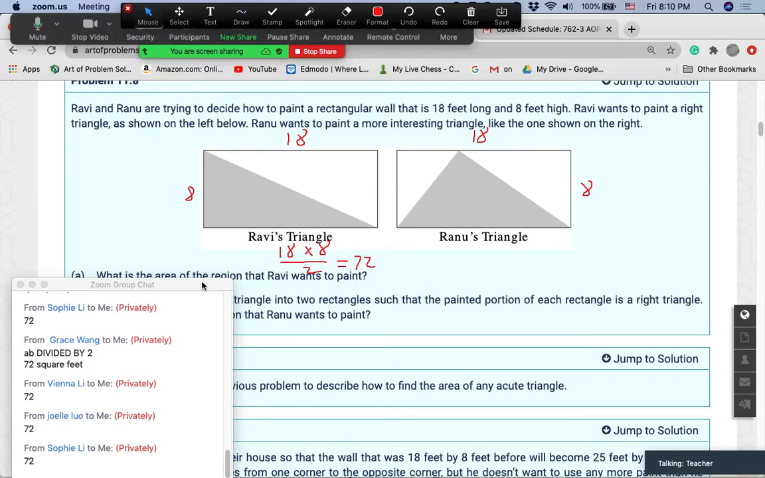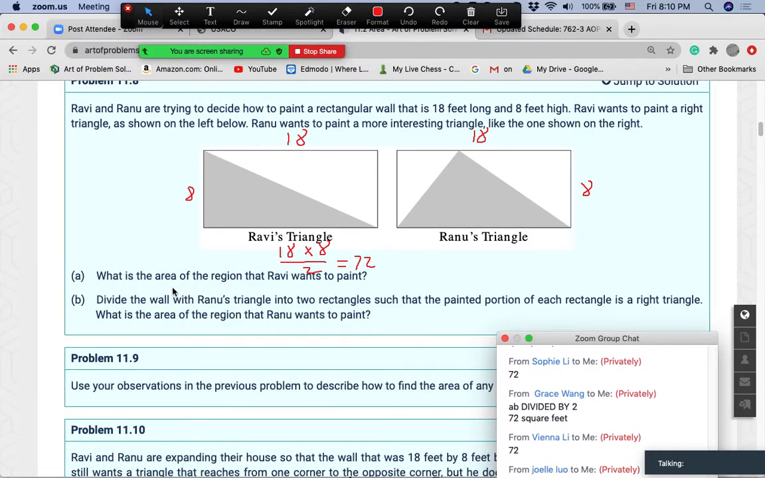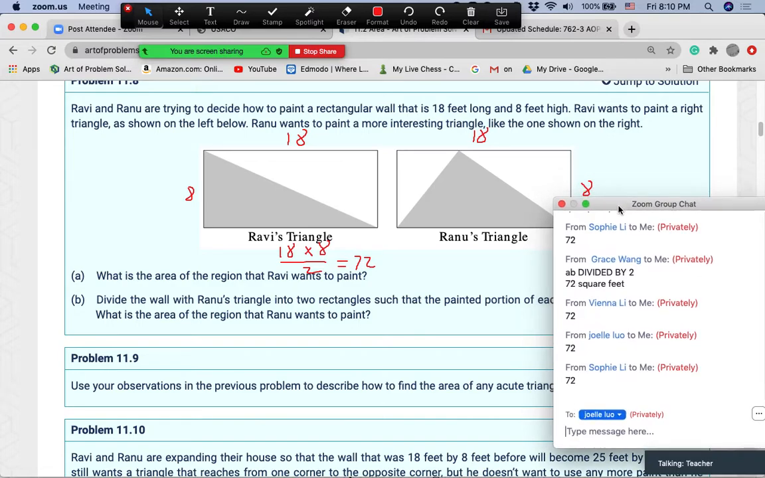Now let's see part B. Divide the wall with Ranu's triangle into two rectangles such that the painted portion of each rectangle is a right triangle. What is the area of the region that Ranu wants to paint? Everybody do this, number 2.